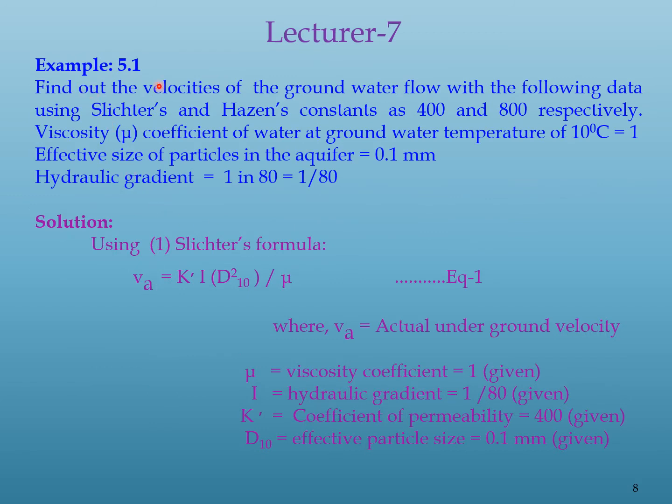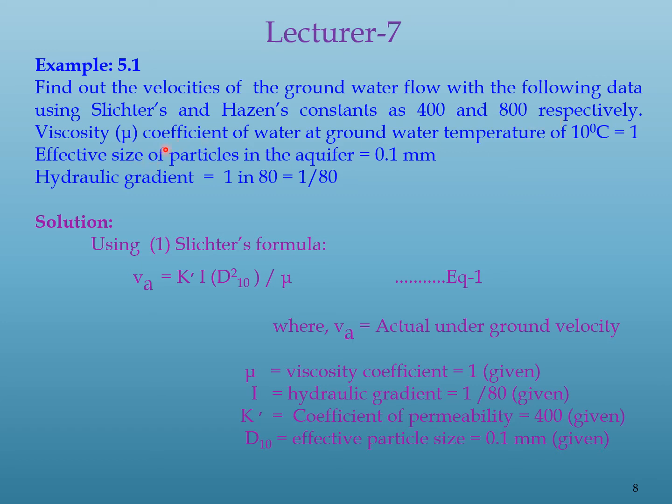Here is an example. Let's read the question first. Find out the velocities of groundwater flow with the following data using Schlichter's and Hazen's constant as 400 and 800 respectively. So we have to calculate velocities of groundwater, that means Va. Schlichter's constant is K prime, so K prime will be 400, and Hazen's constant is K double prime, so the value of K double prime will be 800.